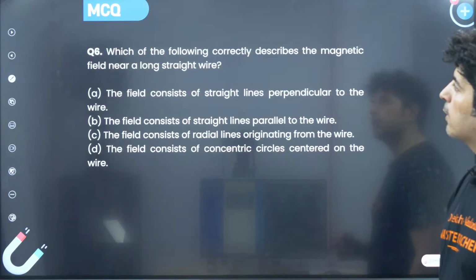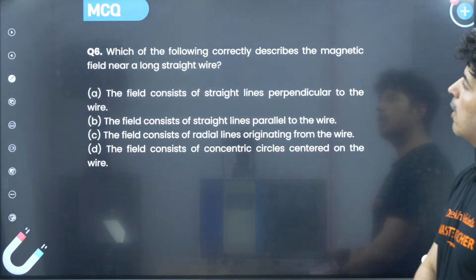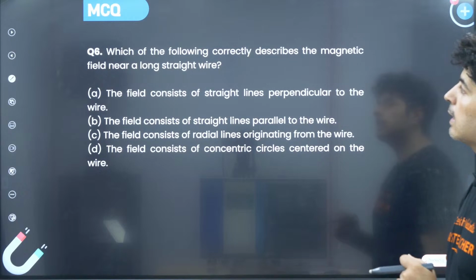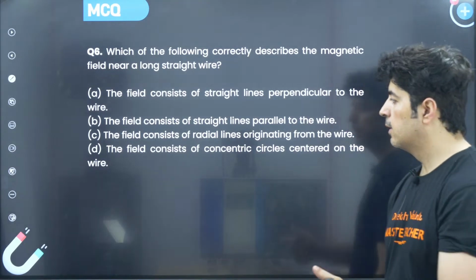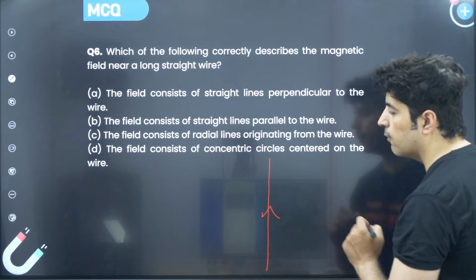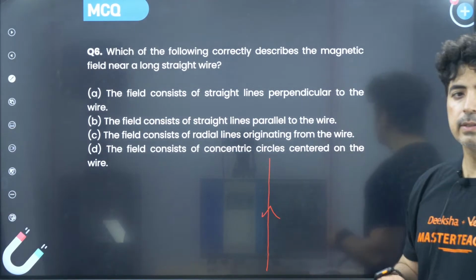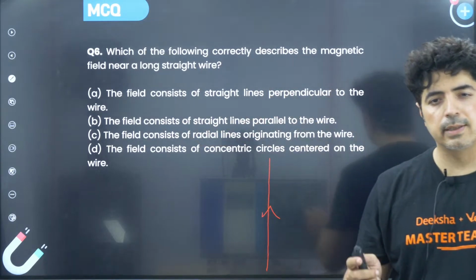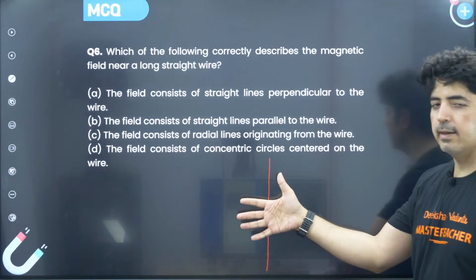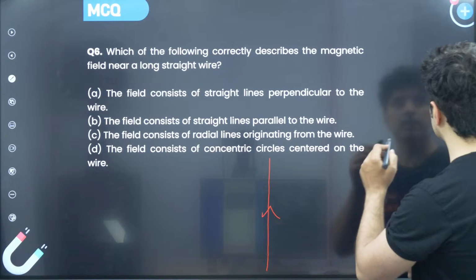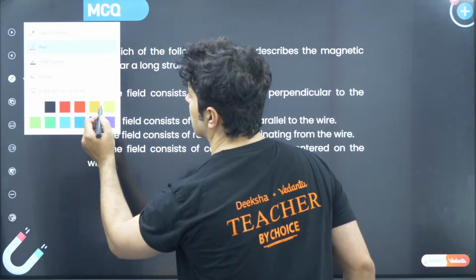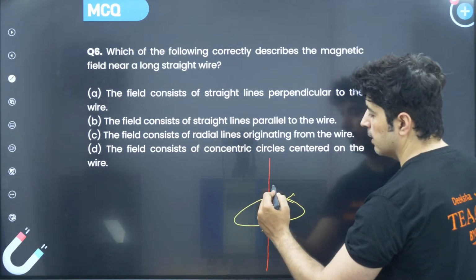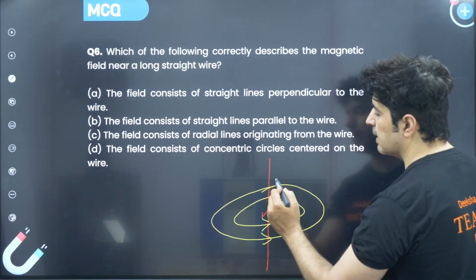Next question coming on your screen. So it says, which of the following correctly describes the magnetic field near a long straight wire? So when we are talking about long straight wire, answer choices are: the field consists of straight lines perpendicular to the wire. Is it true? We know that using our right hand thumb rule, the magnetic field lines will be, if you remember, in this direction, right? Concentric circles. So which is the right answer?